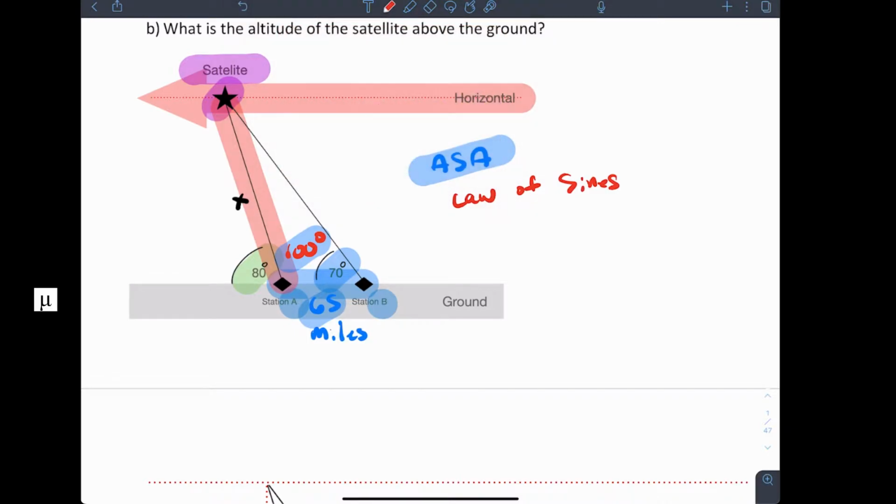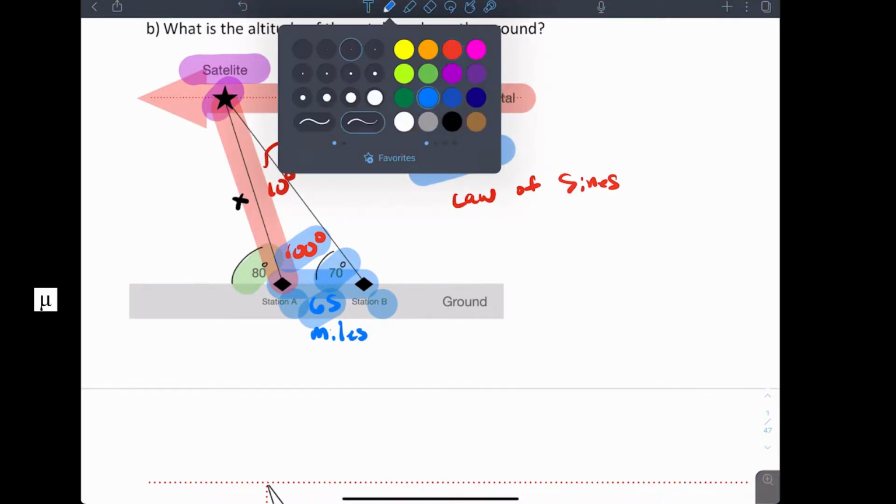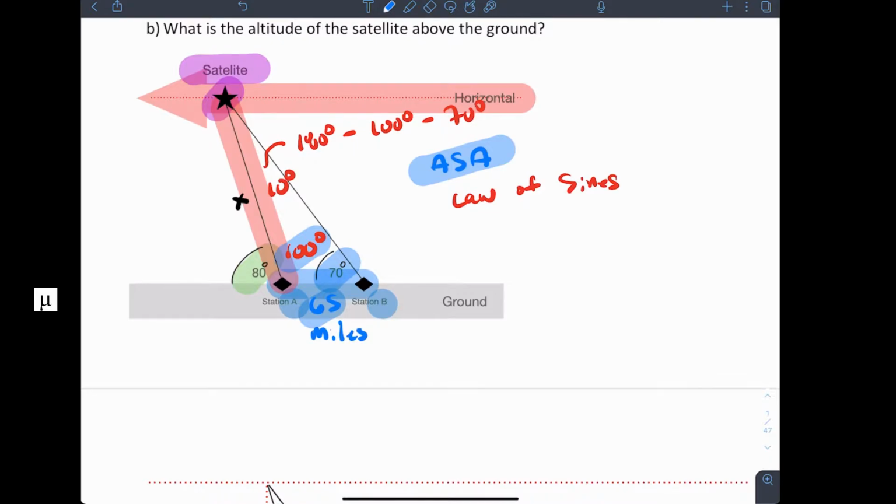You got to get that third angle first, right? 180 minus 100 minus 70 degrees. What does that measure? It's 10 degrees. So what do we know? Sine of 10 degrees over 65. Is that true? This portion is going to equal what? Sine of 70 degrees over x.